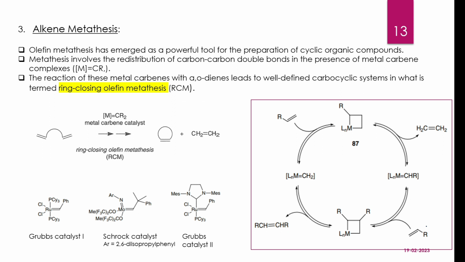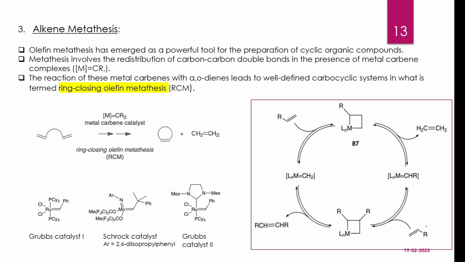Here we are just explaining the ring closing metathesis. What is ring closing metathesis? Two olefins will join with each other. This olefin metathesis has emerged as a powerful tool for preparing cyclic organic compounds, some of which are impossible to form otherwise, like a huge ring that is unable to form, but through this metathesis process we can form this type of cyclic alkene.